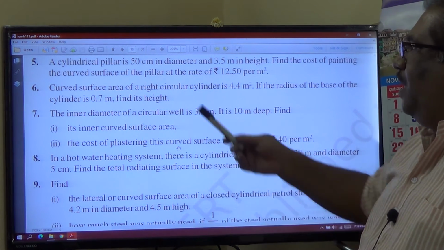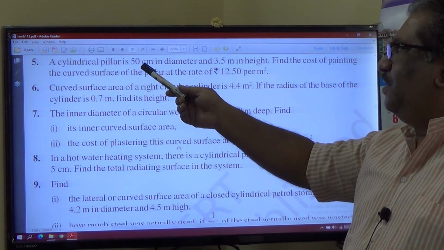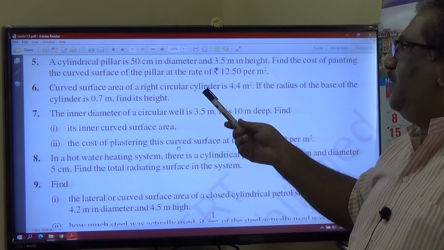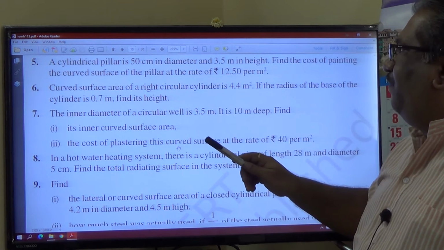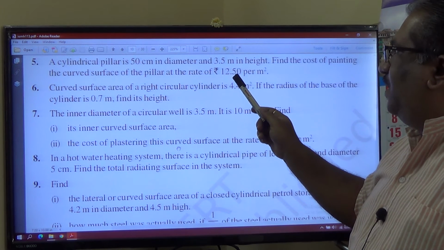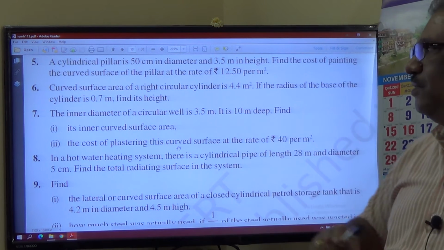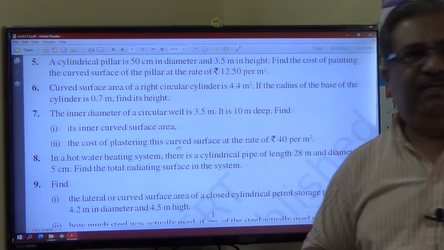So I will here convert 50 centimeter to meter and then calculate the curved surface area and multiply the curved surface area by the rate to get the total cost of painting. Simple sum. Let us solve now.